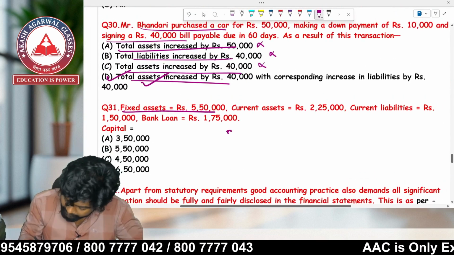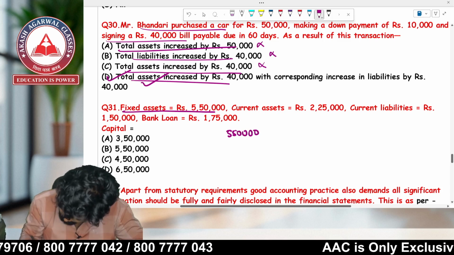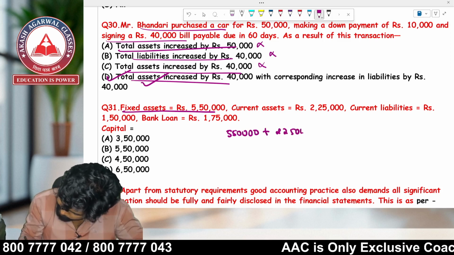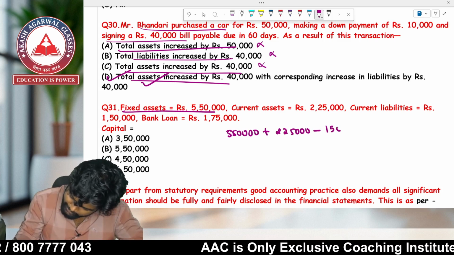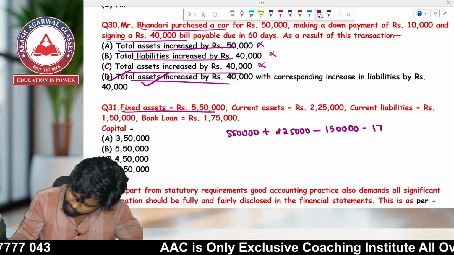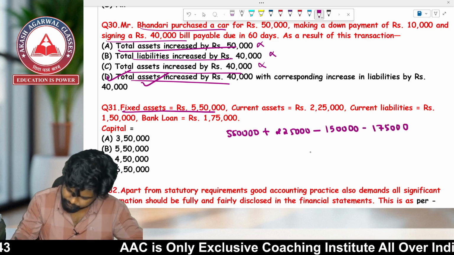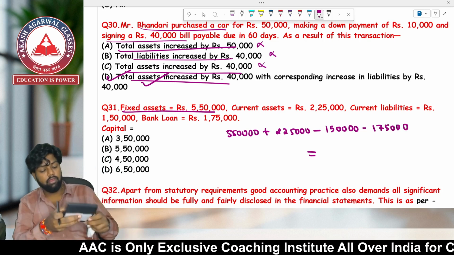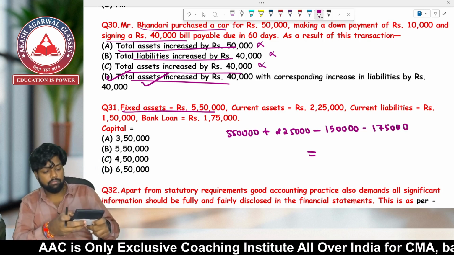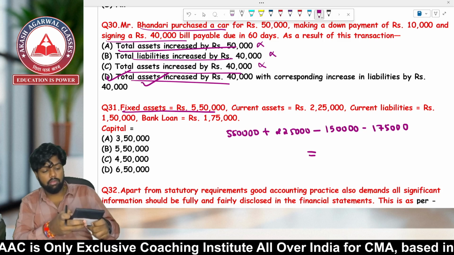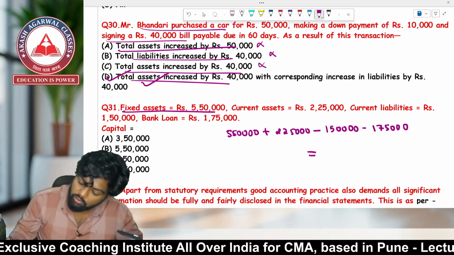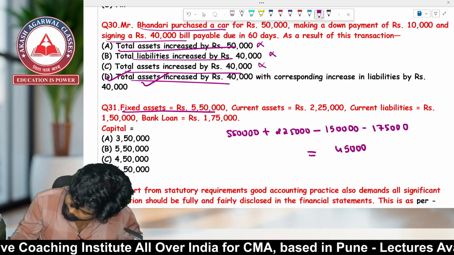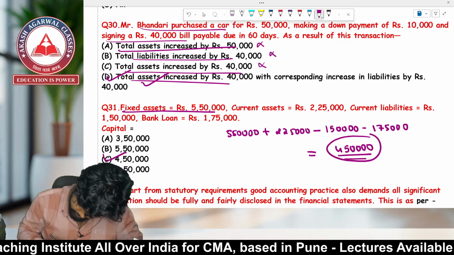Fixed assets are 5,50,000. Current assets are 2,25,000, minus current liabilities of 1,50,000, and bank loan is 1,75,000. Now 5,50,000, 2,25,000, 1,50,000, 1,75,000. The answer is 4,50,000.